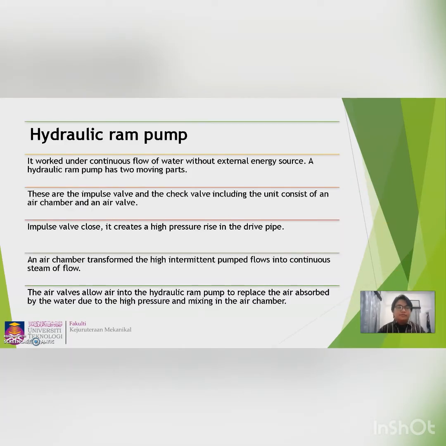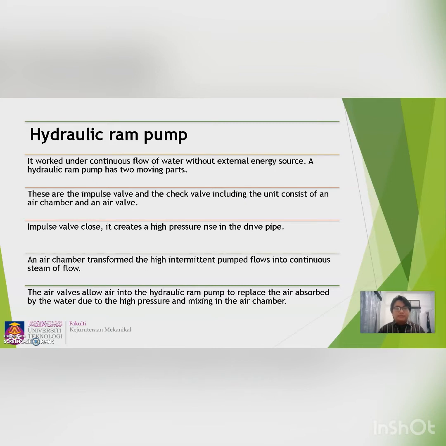Next is the hydraulic ram pump. The hydraulic ram pump works under a continuous flow of water without an external energy source. A hydraulic ram pump has two moving parts. These are the impulse valve and the check valve, and the unit also consists of an air chamber and an air valve.